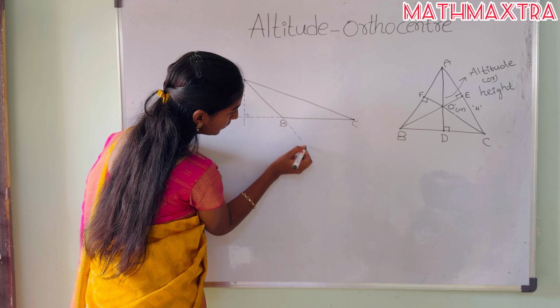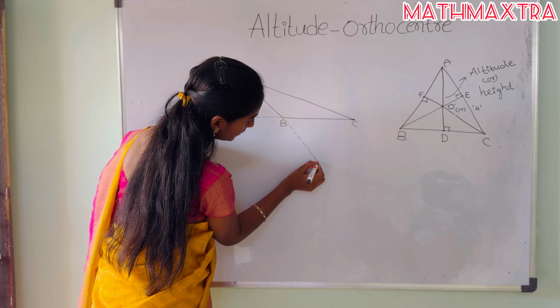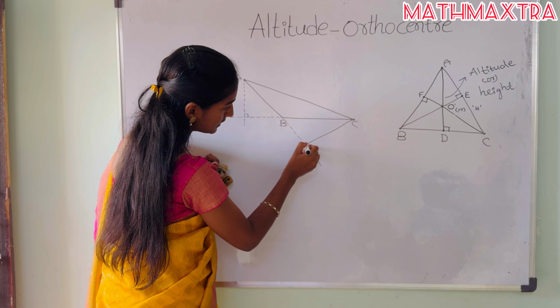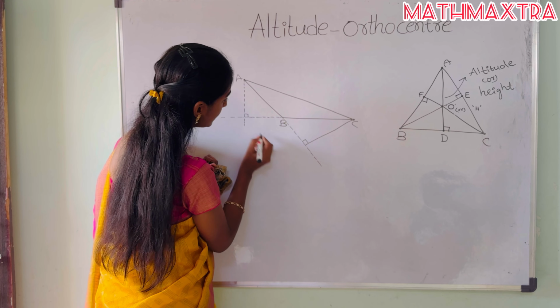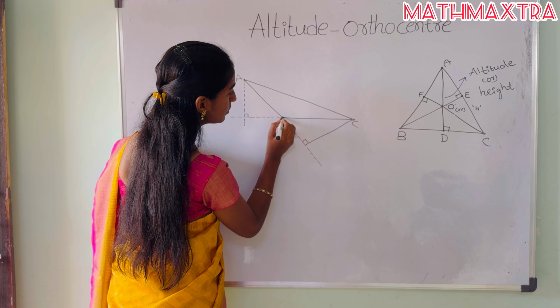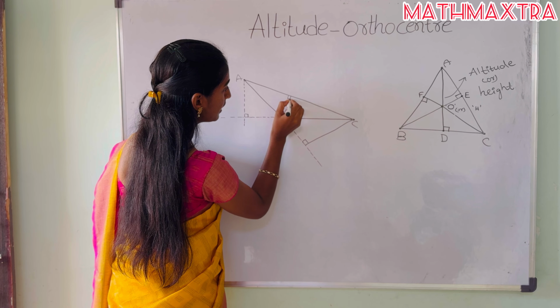So for that we have to extend the side AB. Now you draw a perpendicular to this. So this is the perpendicular. And what about the vertex B? So for this is the perpendicular.